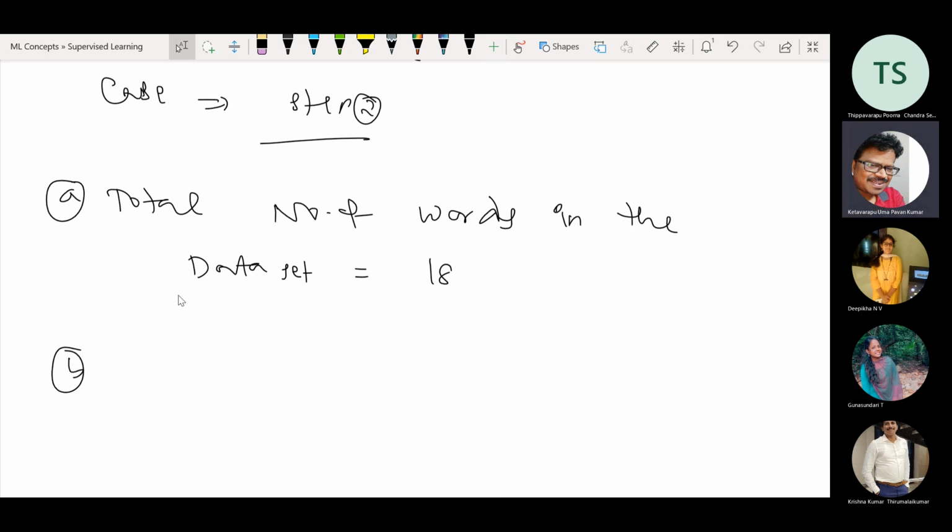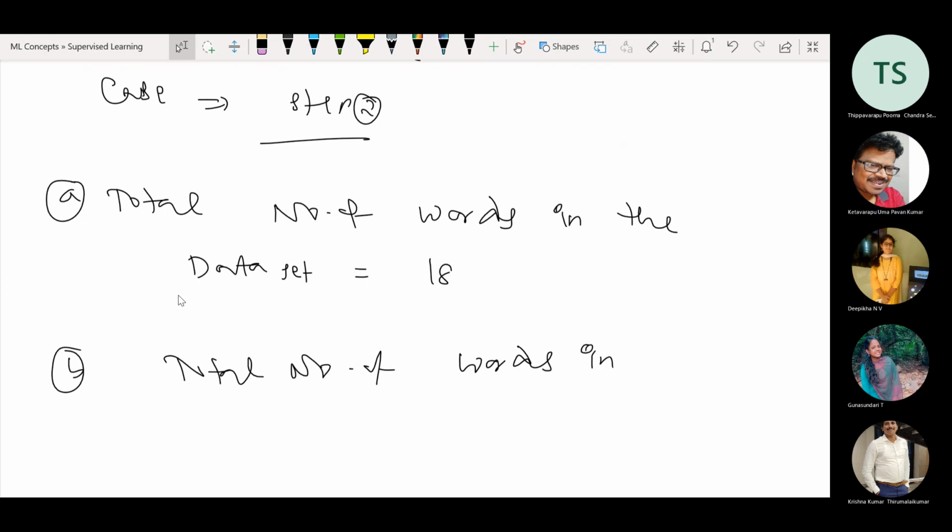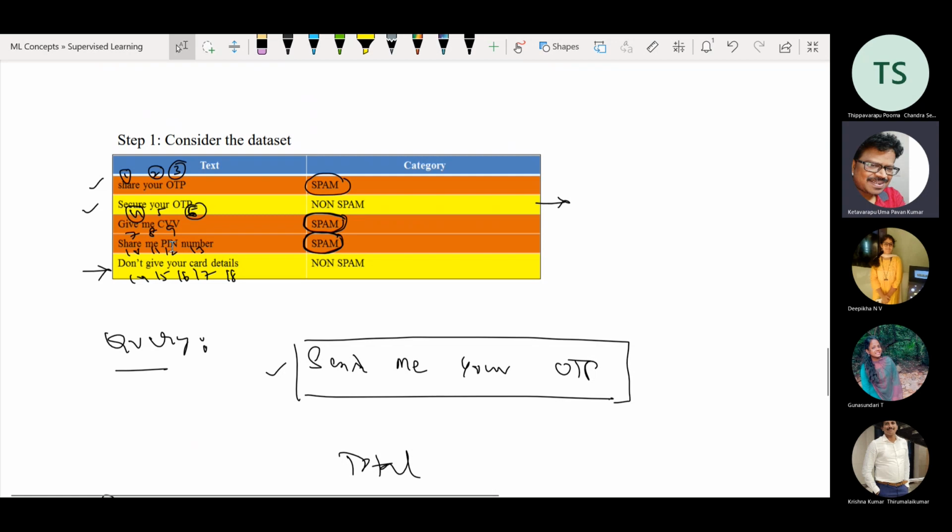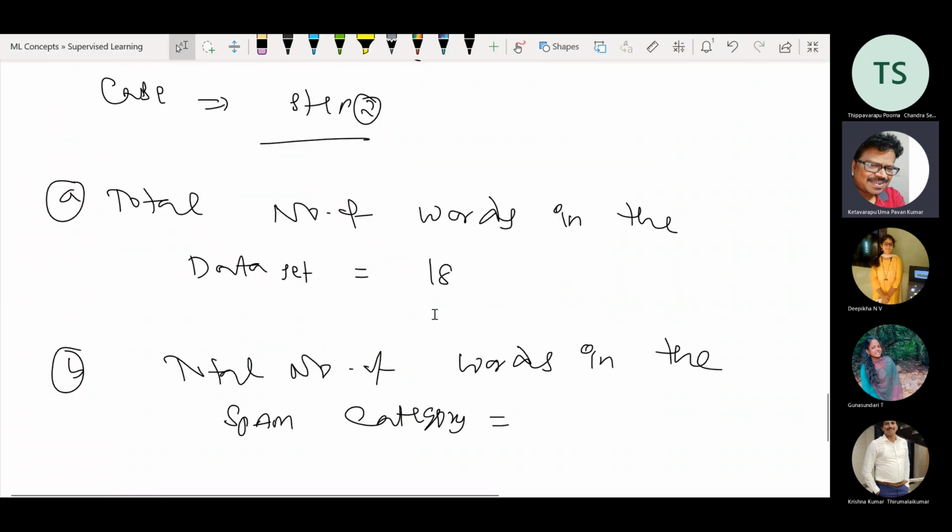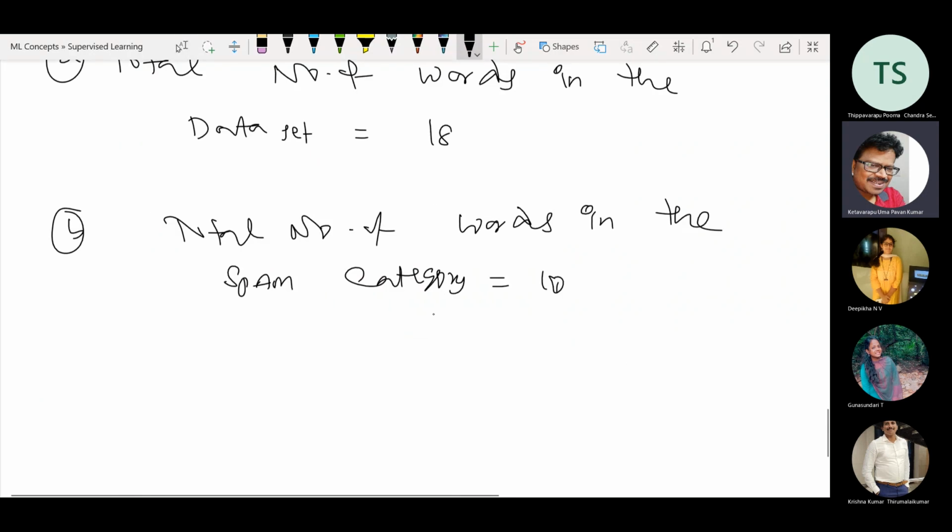And next thing is, be with me guys, total number of words in the spam category. Have a look at this, guys. I'm having the spam here, 3 times spam appeared, and share your OTP 3, and give me CVV 6, and share me PIN number. So 6 plus 4, 10. Out of these two categories, spam category votes are 10. So that means total number of votes in the spam category are 10.